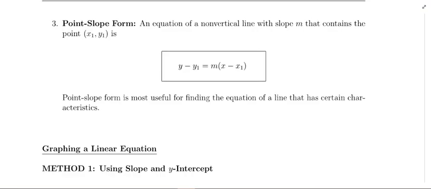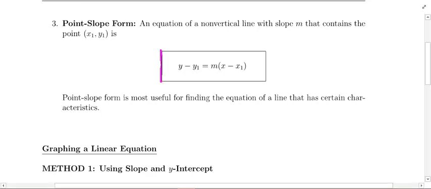All right, there's one more format that your line may come in, and that's at the top of page 3. It's point slope form. Just like slope-intercept form, the name is very telling. If you're dealing with slope-intercept form, that format will tell you the slope of the line and the y-intercept of the line. Point slope form is going to give you the slope of the line and a point on the line. So it says an equation of a non-vertical line with slope m that contains the point x1, y1 is given by what's in the box.